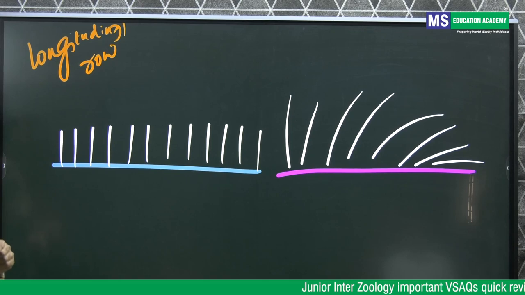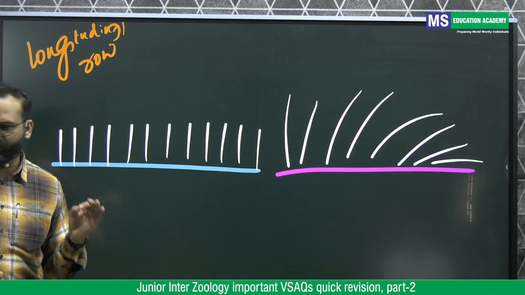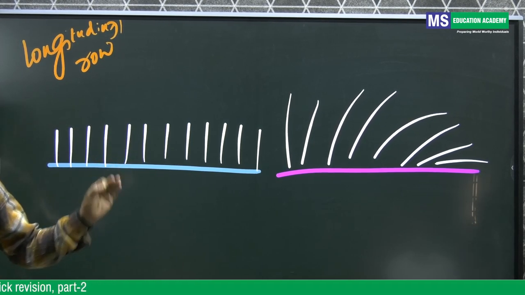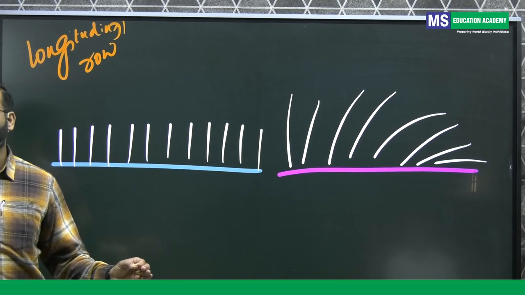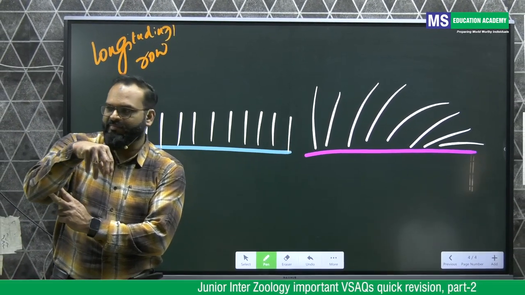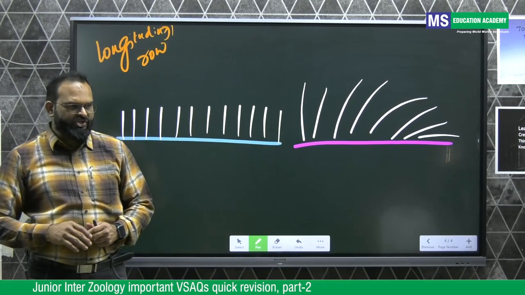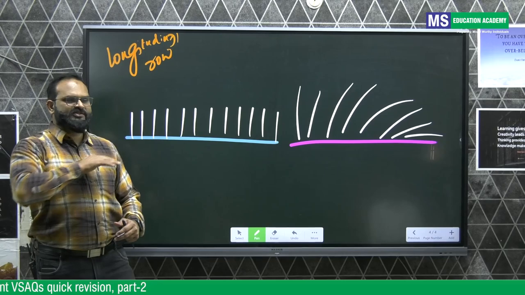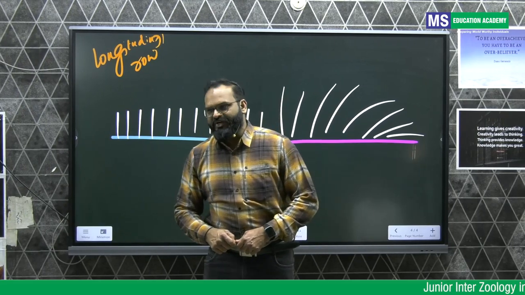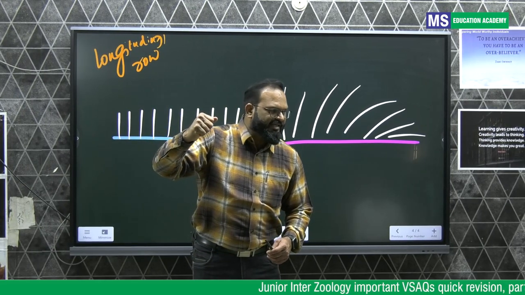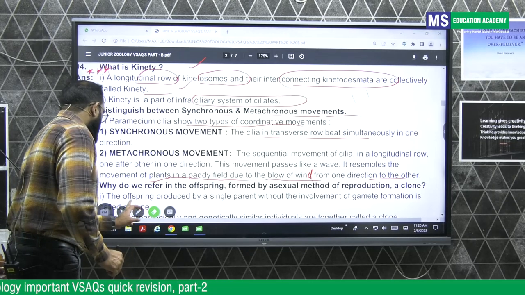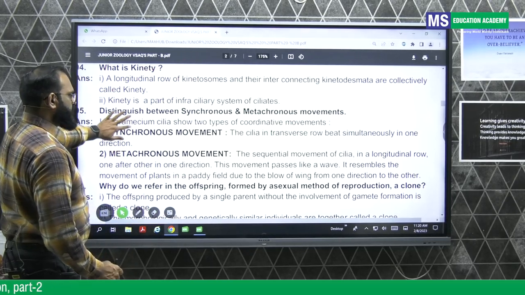Students, most important question, I used a term called most. So no one should go to the exam without learning this VSAQ properly. Synchronous movement and metachronous movement. See, all cilia bend at a time in synchronous movement in one direction, which are arranged in a transverse row. Whereas in metachronous movement, cilia which are present in a longitudinal row, they bend one after other like this. So that is called metachronous movement. Now, next question.